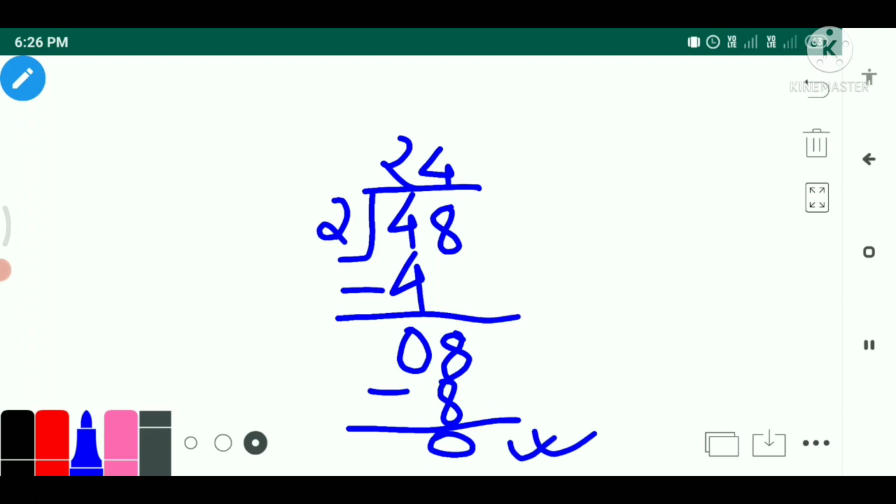So now how many children will be there? What is our quotient? 24. Our quotient is our answer. So now we can say that 24 children are there in the class. Okay, so I hope that you have understood this question.